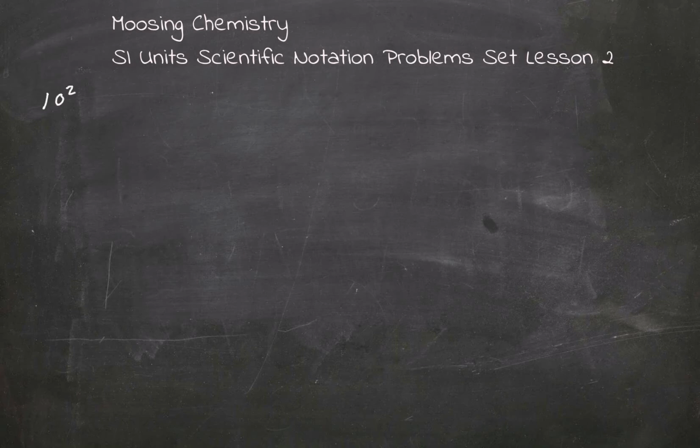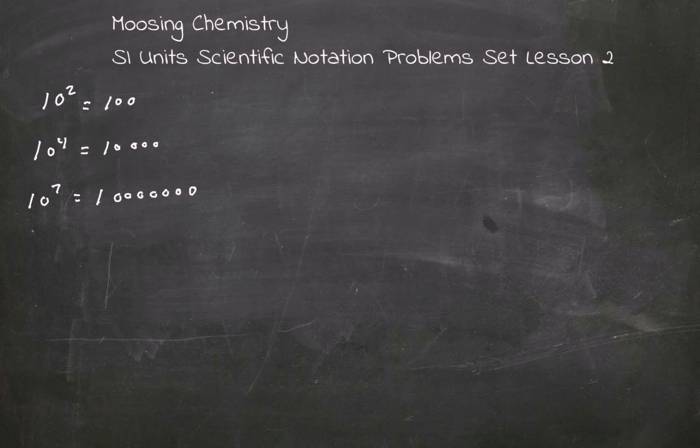So 10 to the second is the same thing as 100. 10 to the fourth is the same thing as 10,000. No, we're not using commas. 10 to the seventh would be, all right, 1, 2, 3, 4, 5, 6, 7 zeros.